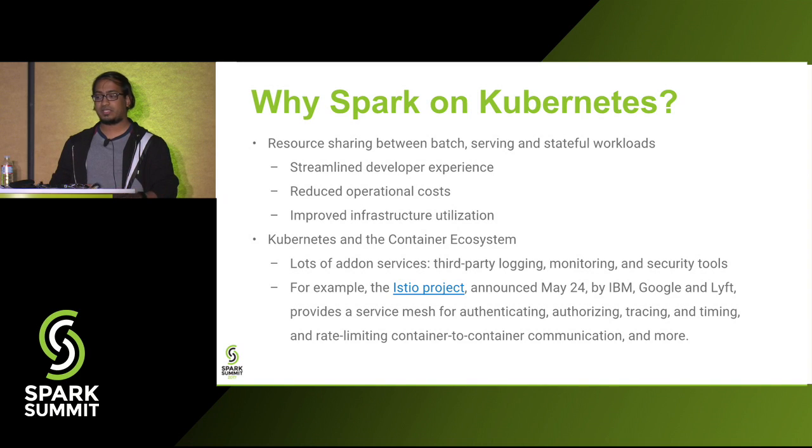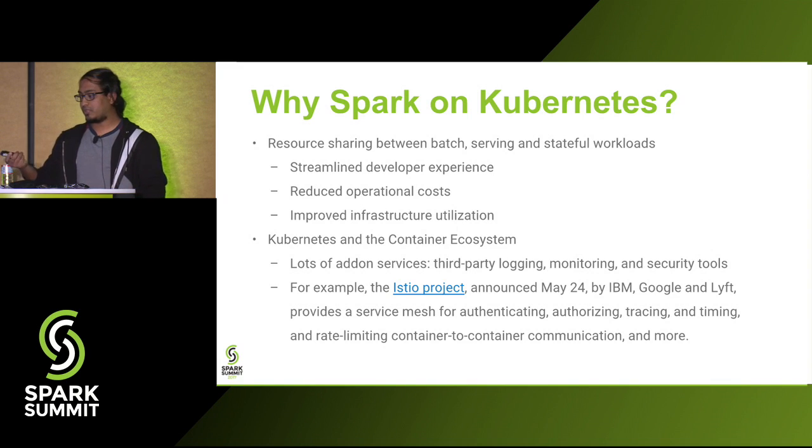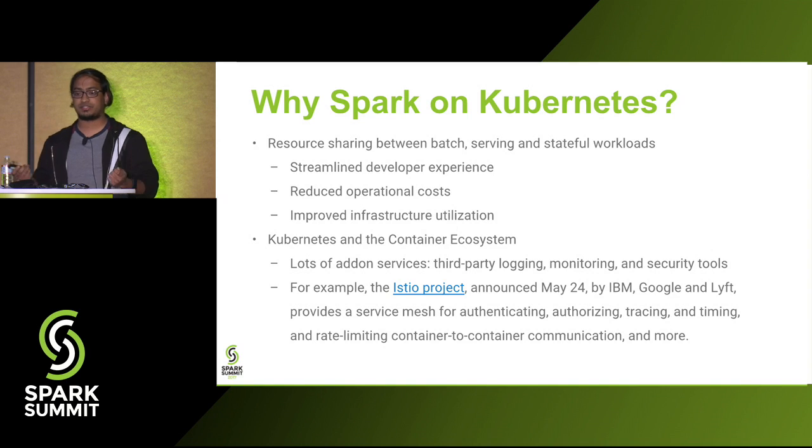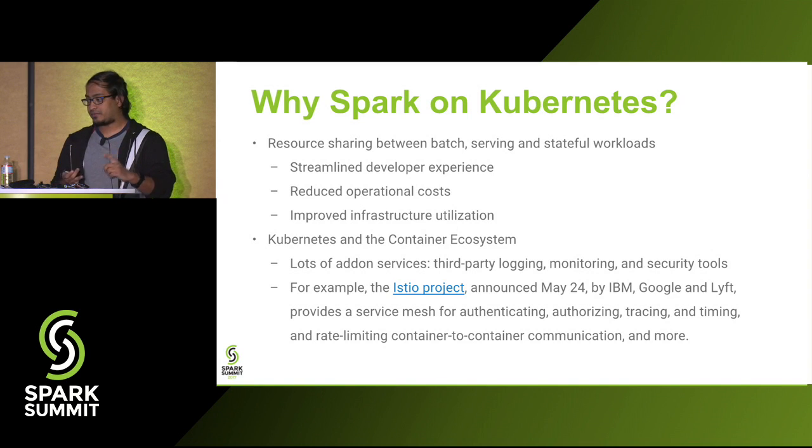And on top of that, Kubernetes has a whole host of different add-ons and services that you can use right out of the box. And this is mostly because there's such a huge ecosystem surrounding both Kubernetes and Docker and the containers. So, for example, Istio is one project that was launched recently, and that takes care of a lot of the problems that people often encounter when running applications, like auth and tracing, rate limiting, and things like that. So all of that you can use with Spark on Kubernetes as well.